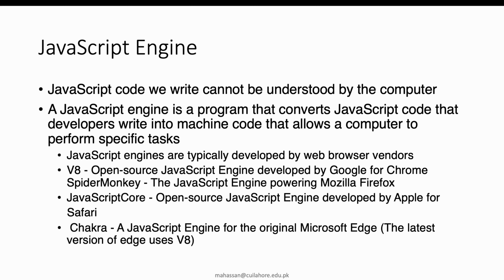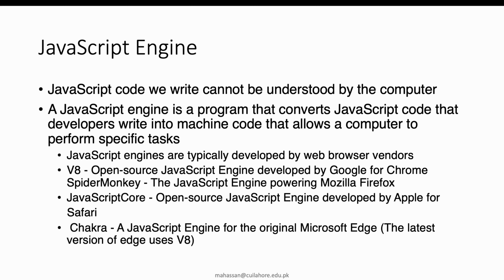In the world of programming, one of the most commonly used programming languages is JavaScript. But did you know that the JavaScript code we write cannot be understood by the computer on its own? That's where JavaScript engines come into play. A JavaScript engine is a program that converts the JavaScript code that developers write into machine code that allows a computer to perform specific tasks.